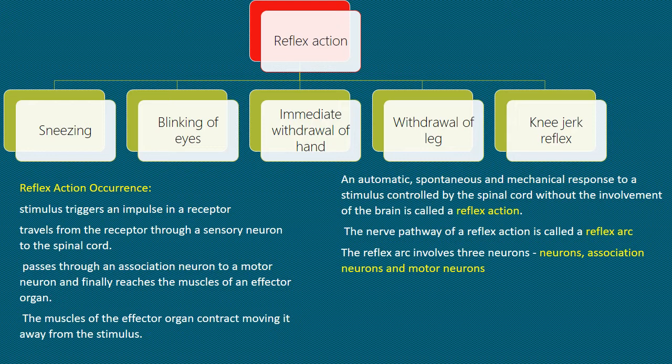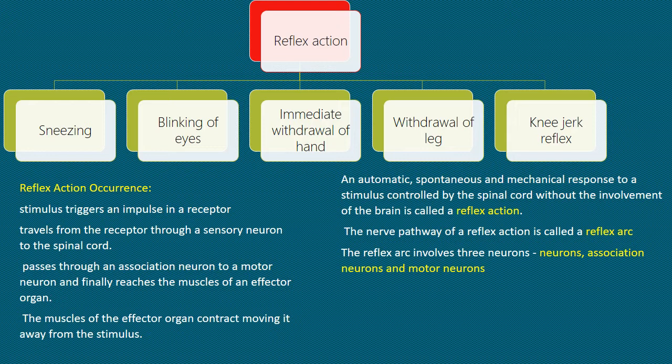reflex action. So, what is reflex action? An automatic, spontaneous and mechanical response to a stimulus controlled by a spinal cord without the involvement of the brain is called reflex action. The nerve pathway of the reflex action is called reflex arc. The reflex arc involves three neurons: sensory neurons, association neurons, and motor neurons.